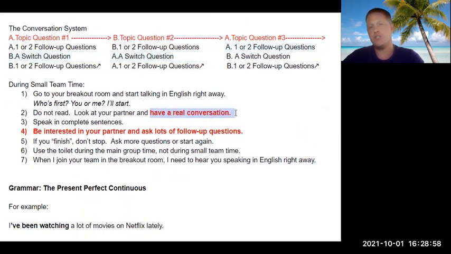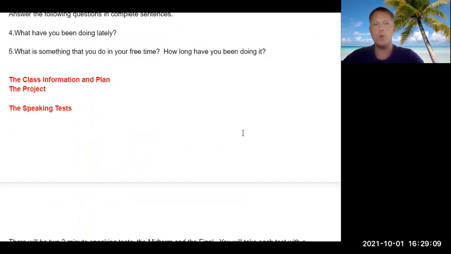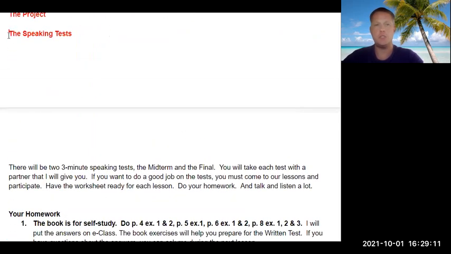You need to have a real conversation. It doesn't need to be perfect. This isn't science or math, but you do need to have a comfortable and real conversation. Be interested in your partner and ask a lot of questions. So if you want to do well on the speaking test, you need to use this system.